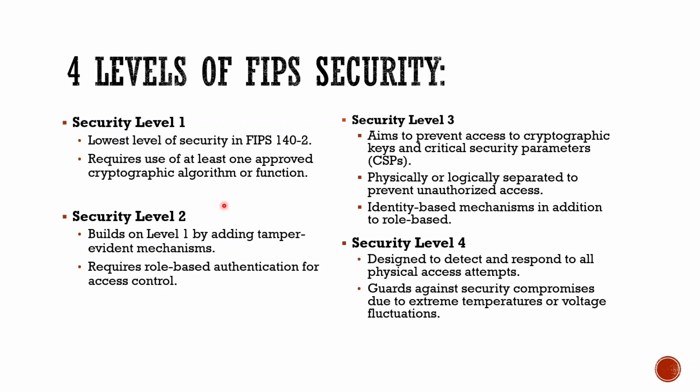Environmental protection is basically done to guard against security compromises due to extreme temperatures, voltage fluctuations, etc. In some environments that do not have the normal voltage and temperatures, this can be useful. Specific features or rigorous testing, etc. are also included here in level 4. We will go through all of this in detail in the upcoming slides.